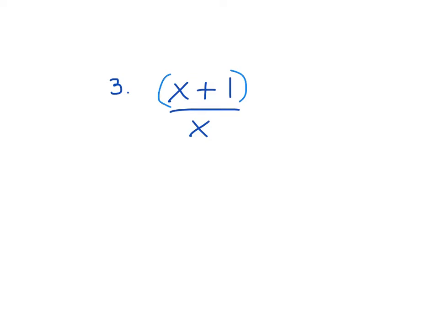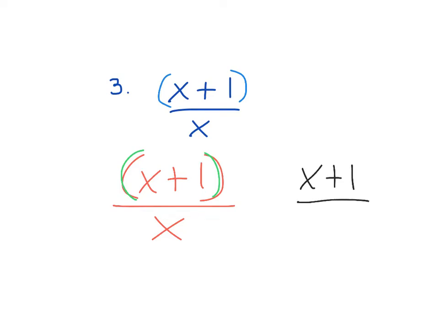Remember, I told you at the beginning, I cannot, so let me rewrite this. This is grouped together. So in order to cancel this away, it's got to be the whole thing that's going to cancel out. I can't do an x and an x and be left with 1. So this question is already in simplest form. It's already simplified. You can't just cross off the x's, it's attached.